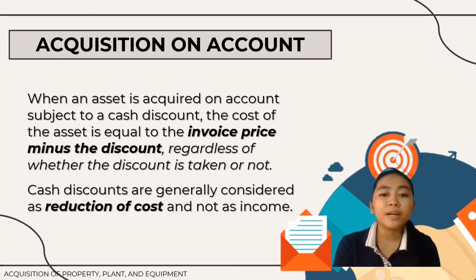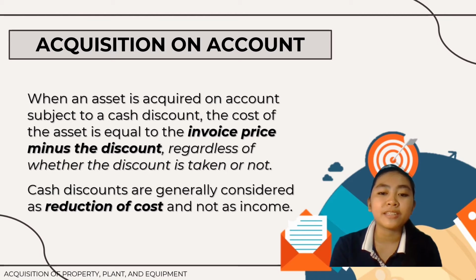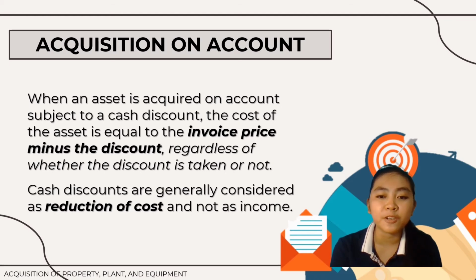For example, kapag bumili si company ng equipment on account for 200,000 pesos na eligible for a 2% discount on trade credit if the amount due is paid within 10 days, ire-record ang equipment as debit equipment 196,000 and credit accounts payable 196,000. If mababayaran yung payable within 10 days, ang magiging entry ay debit accounts payable, credit cash 196,000 amount ng parehas. Pero kung hindi naman, ang magiging entry ay debit accounts payable 196,000, other losses 4,000, debit ulit, at ang credit naman ay cash 200,000 pesos.